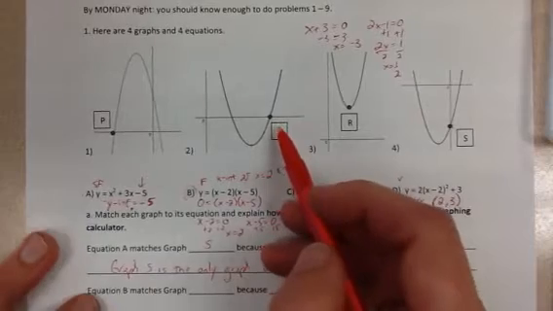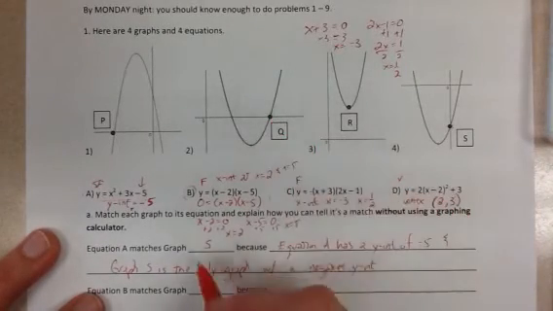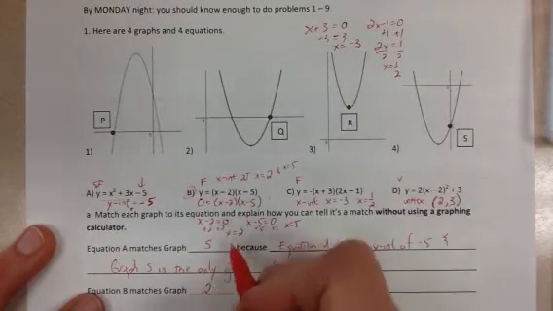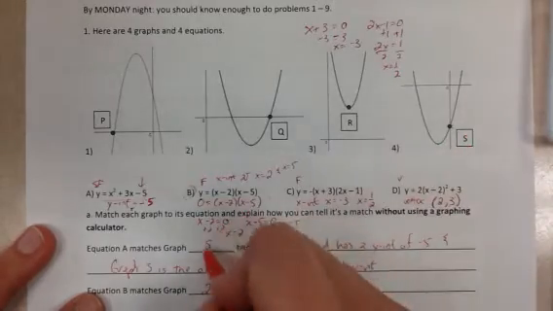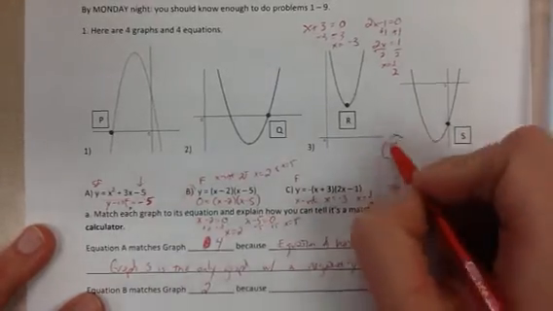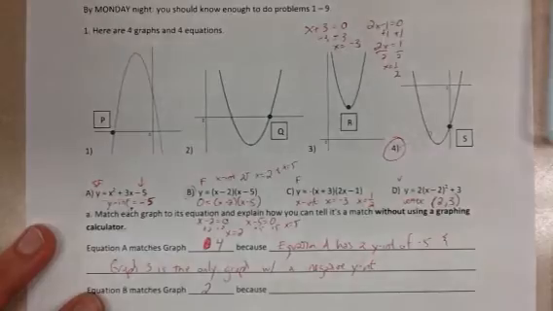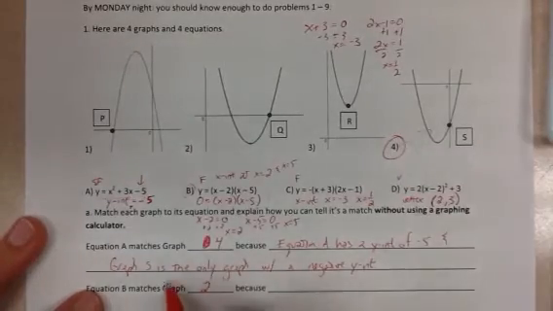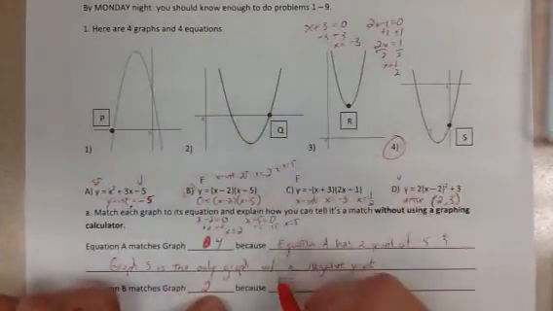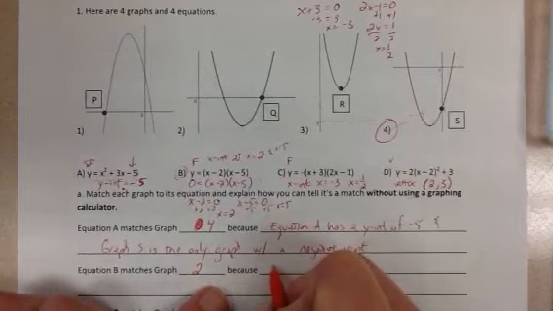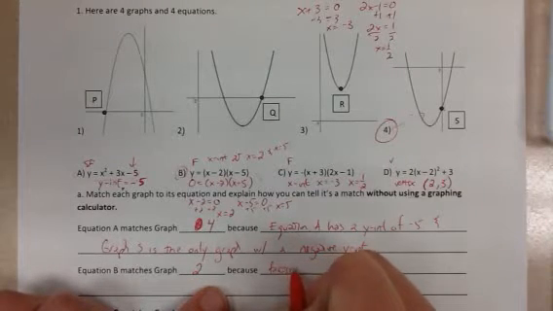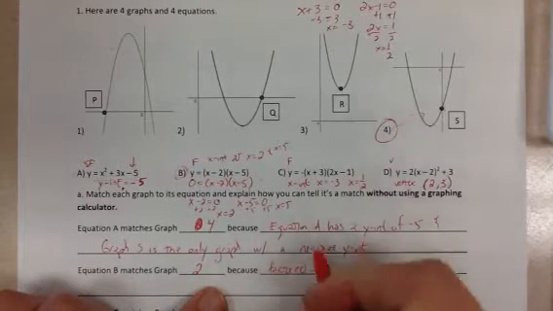So equation B matches graph 2. Oh, you know what? I said graph S, but I meant graph 4. This is graph 4, right, with point S. So equation B matches graph 2, this one, because factored form, and I'm going to just say this.